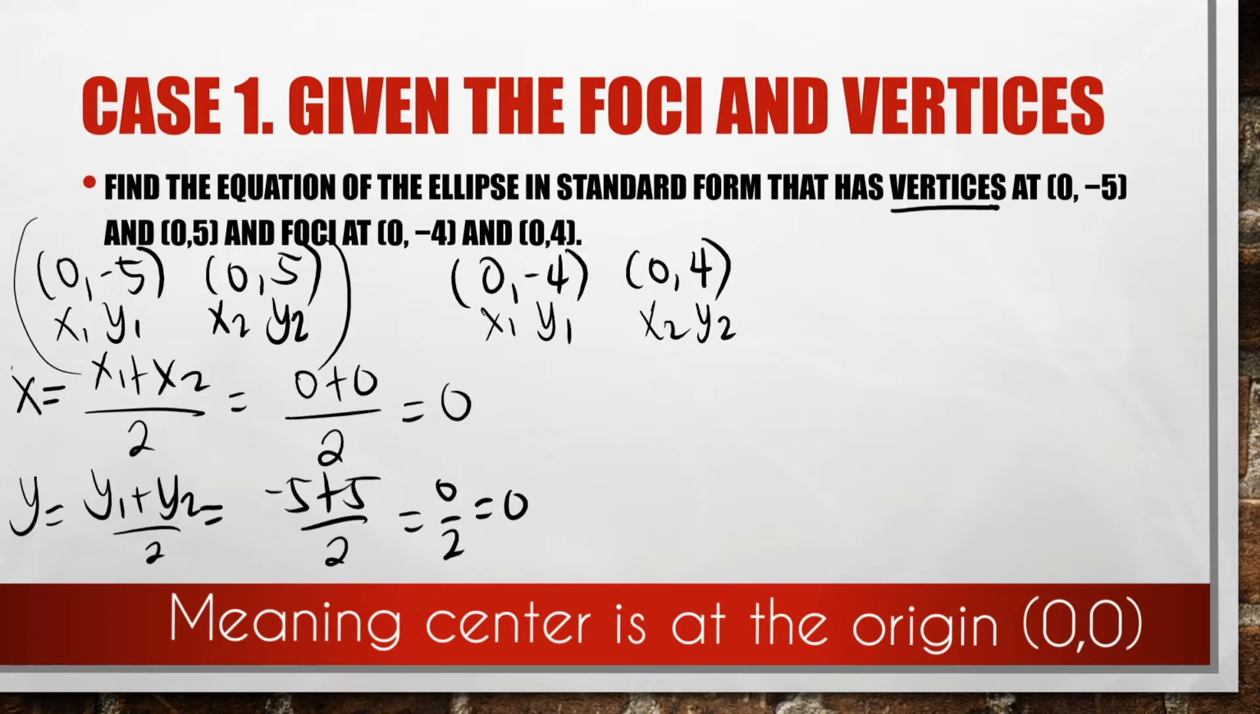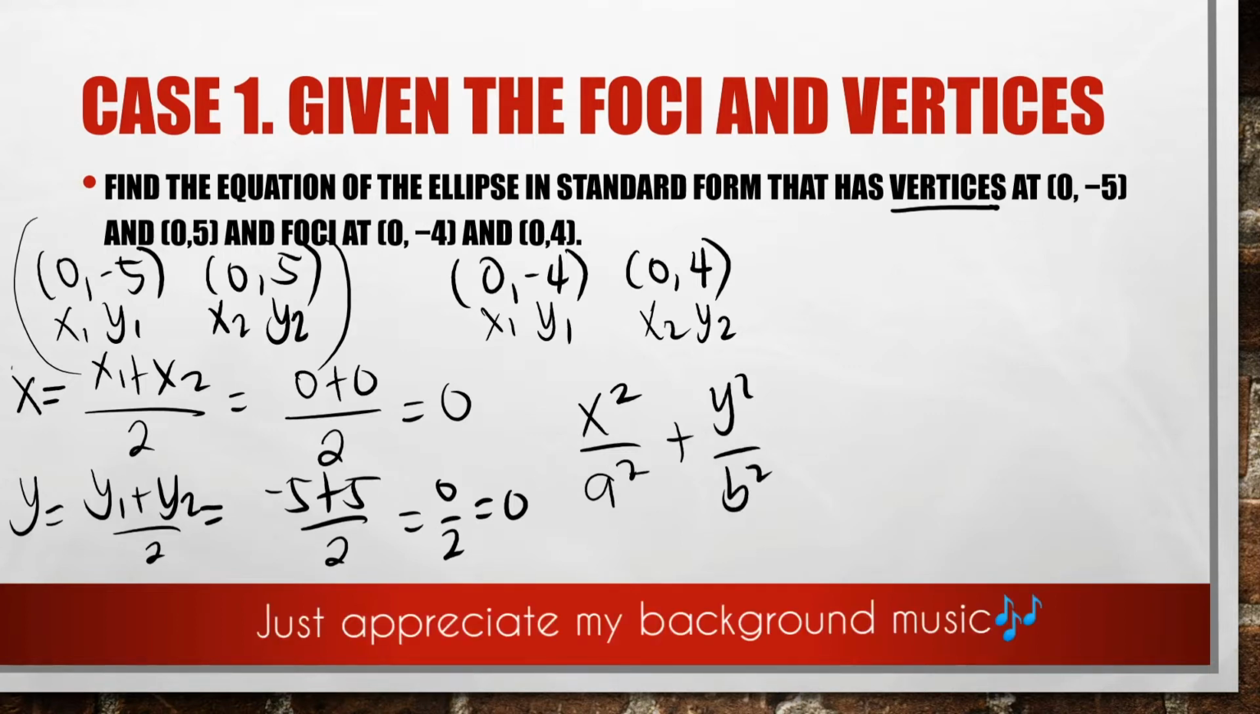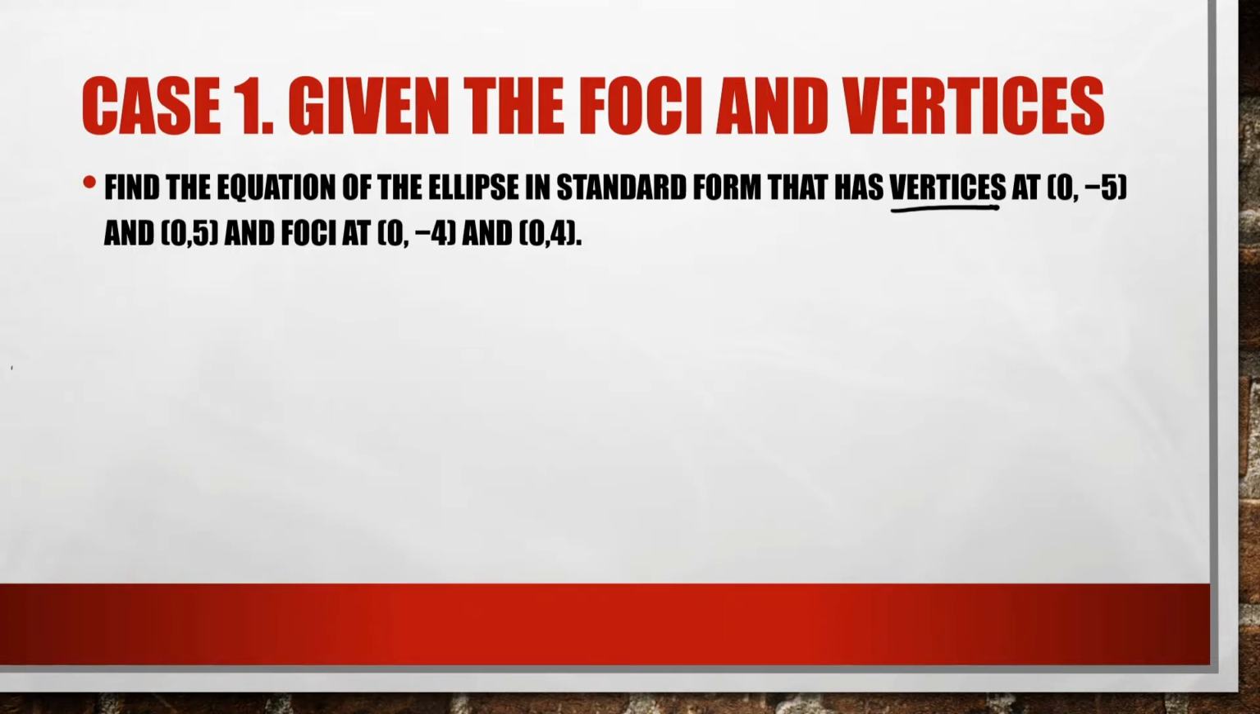Ibig sabihin, ang gagamitin natin na standard equation is itong (x - h) squared over a squared plus (y - k) squared over b squared is equal to 1. So, nalaman na natin kung saan yung center niya. Ibig sabihin, h and k is equal to 0. So, alam na natin yung standard form na gagamitin natin.